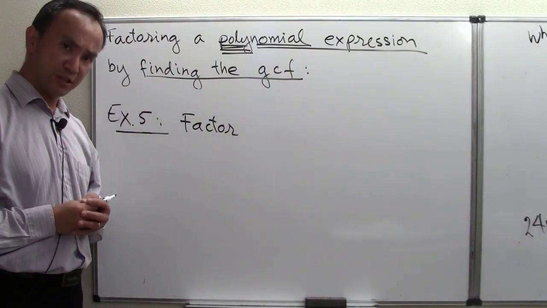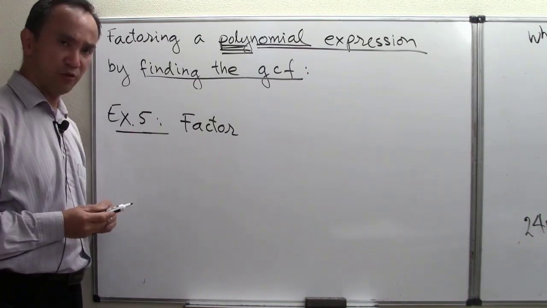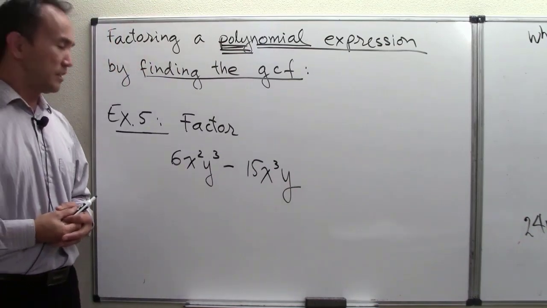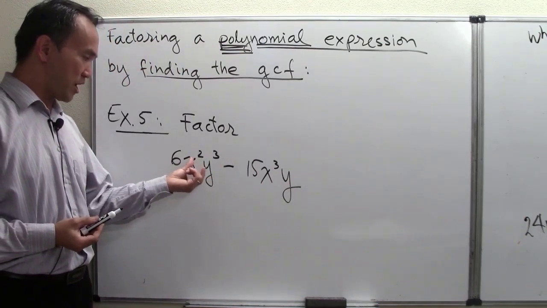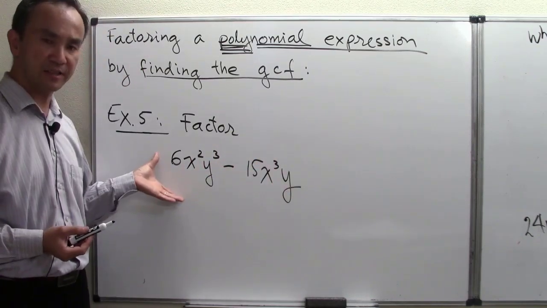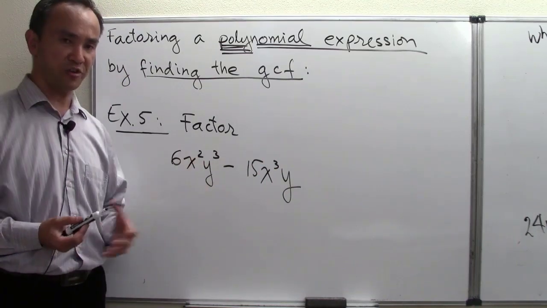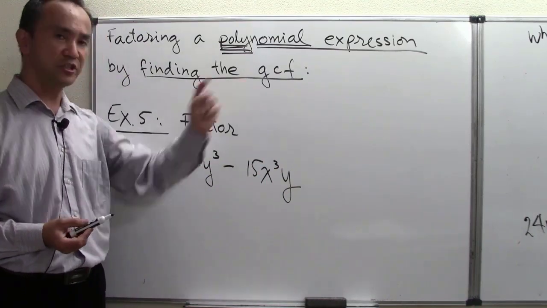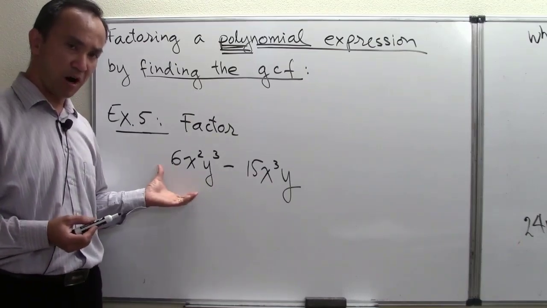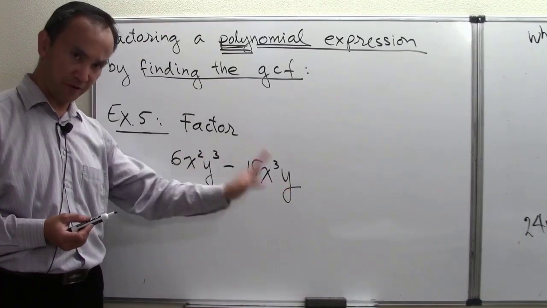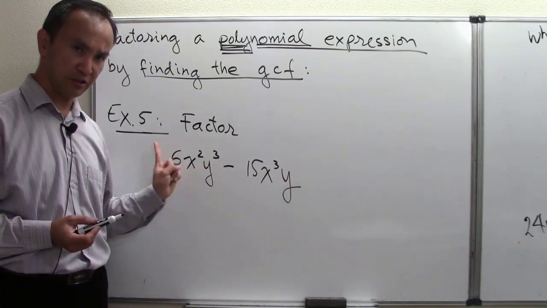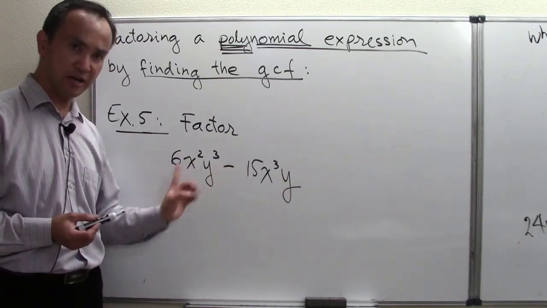All right, and so now let's look at another problem right here. I call that example 5. I want to factor 6x squared y cubed minus 15x cubed y. This is a polynomial expression, and let's factor it out by finding the GCF. Once again, the polynomial expression we have in this problem has 2 terms because of that subtraction sign right here. It separates the terms around it.